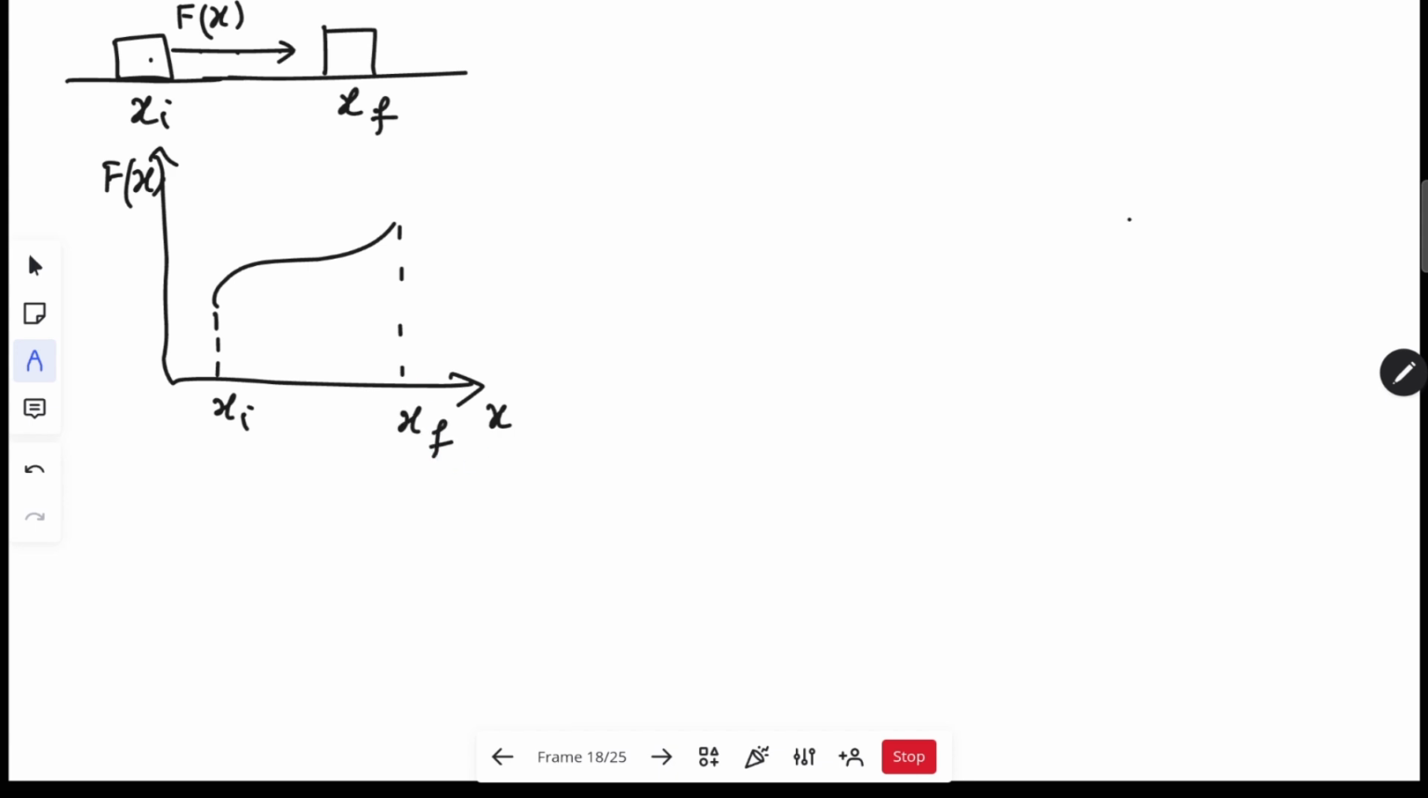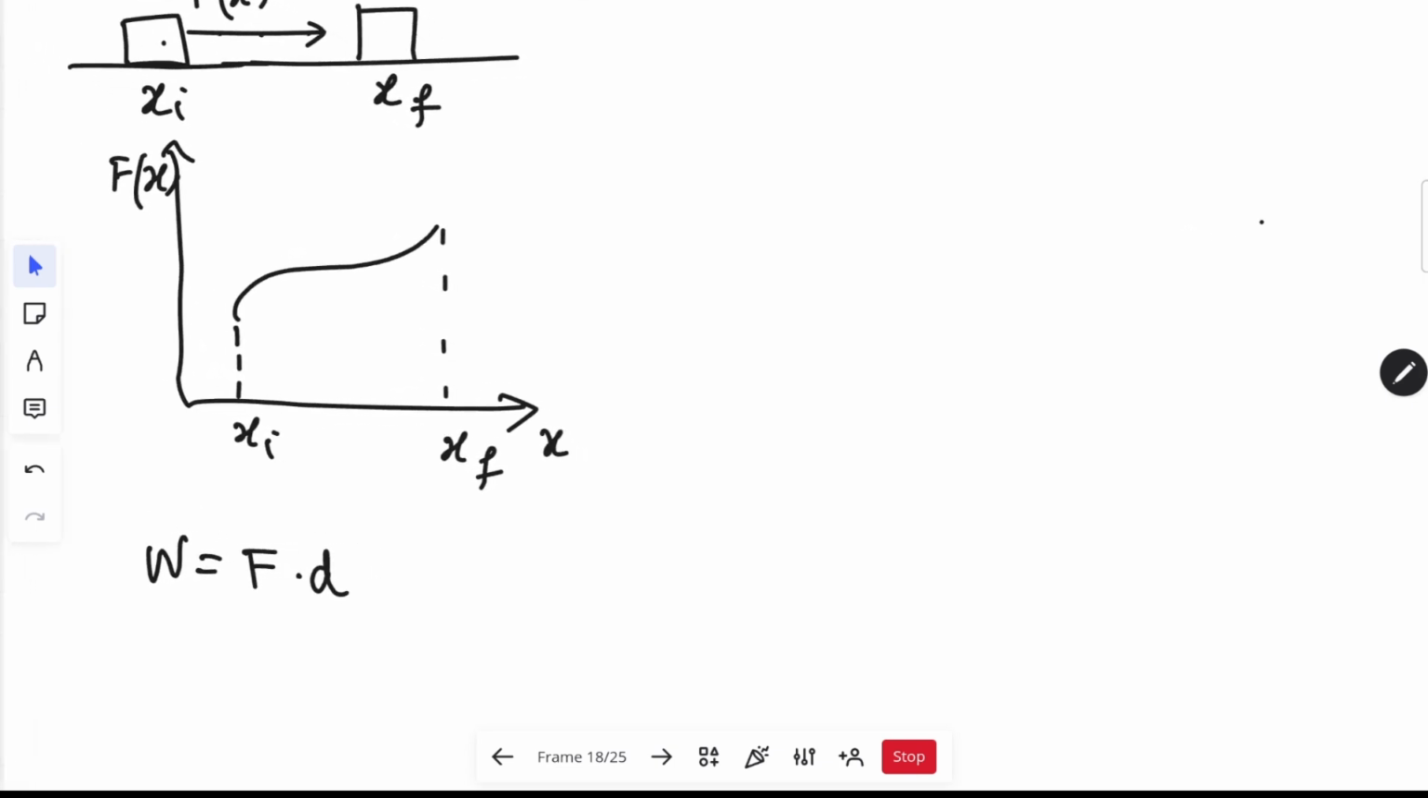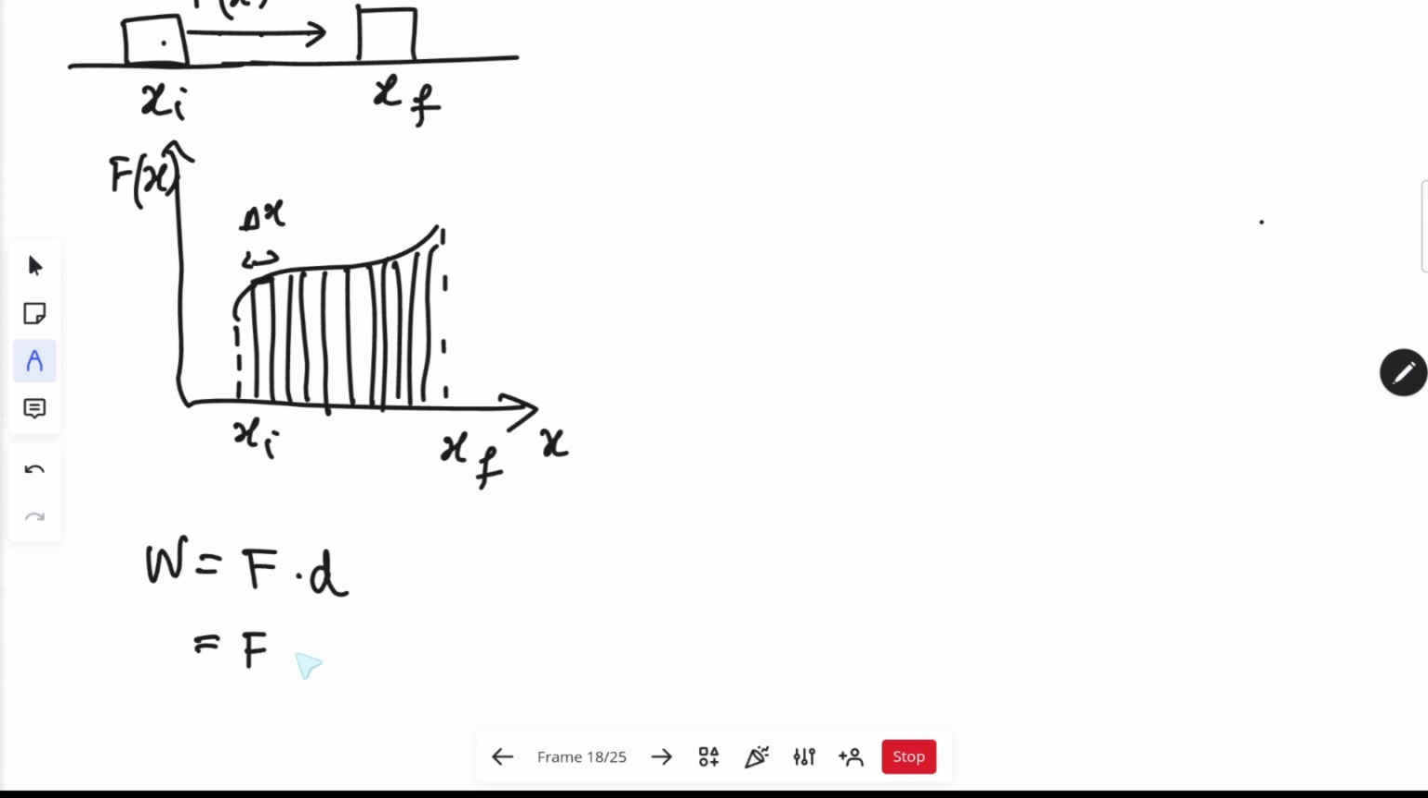So how we can calculate this force's work done in this kind of situation is, we know for a constant force, work done is F into D. So suppose we split this into smaller displacements, so let us say this is del x, then in this case the work done is force f of x into del x. This is work done in this small displacement.